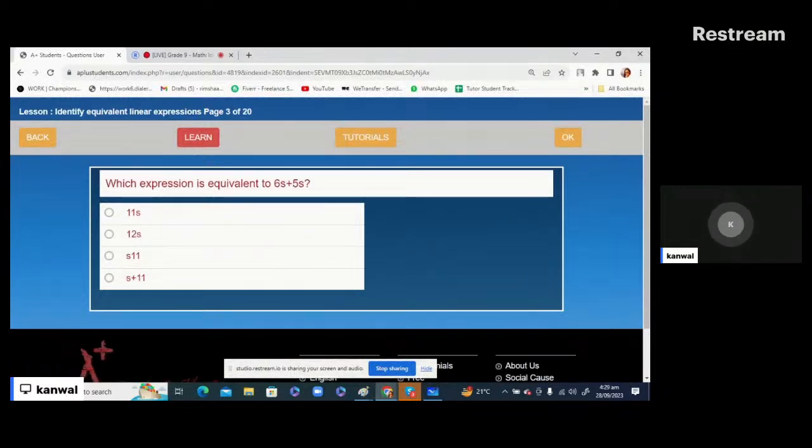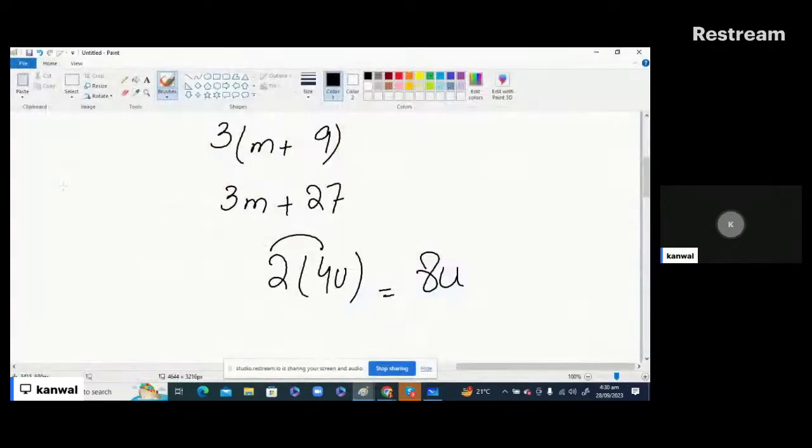Which expression is equivalent to 6s plus 5s? It's just simply addition now. Add 6 with 5 and s is the same. So 6 plus 5 is 11, and s is the same. Is there any option for 11s? You don't write s11, because first is the constant, then the variable s. So we just write 11s. Okay, not s11, because here it is 6s plus 5s, and first is the constant, so we write the constant first, then its variable.